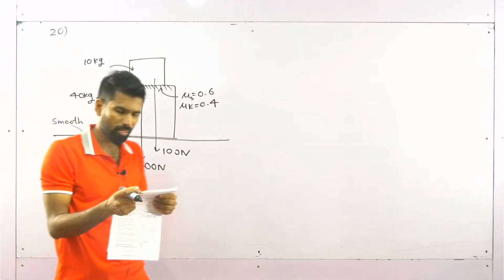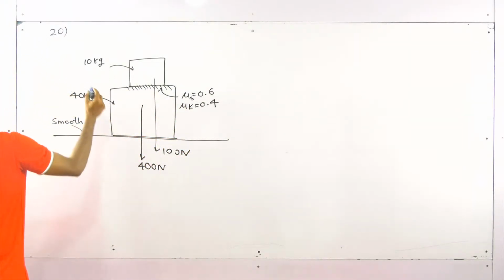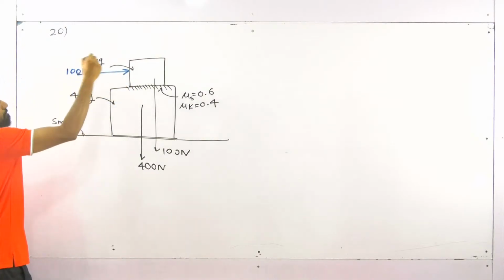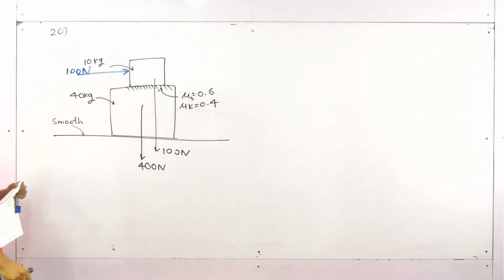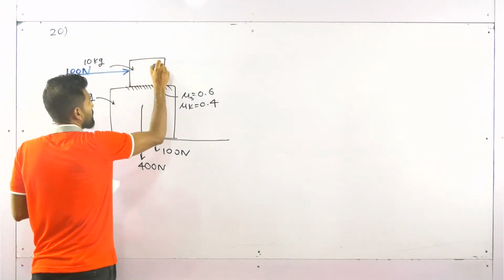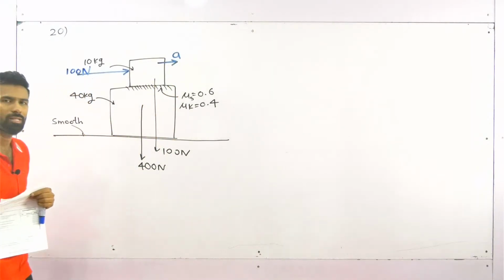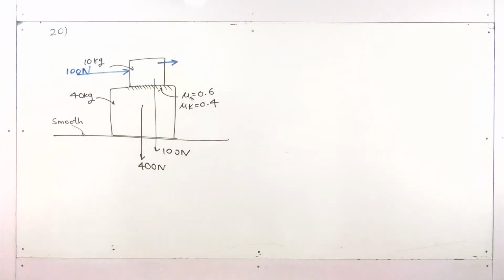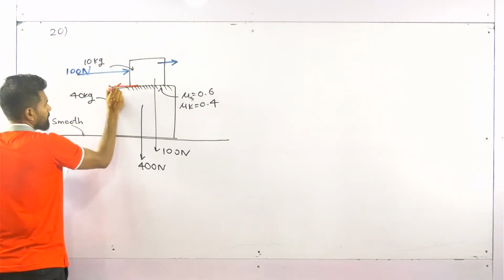The 10 kg block is acted upon by a horizontal force of 100 newtons. Can you see what has happened? This 100 Newton force will try to move the 10 kg block in a direction like this. Due to that motion, there will be a friction created on this 10 kg block in the opposite direction.